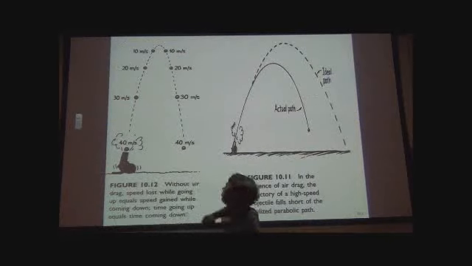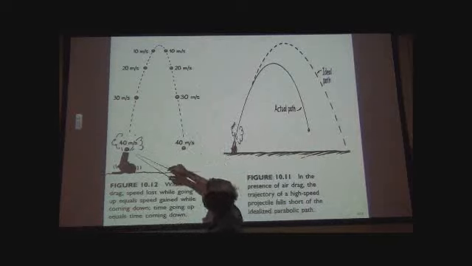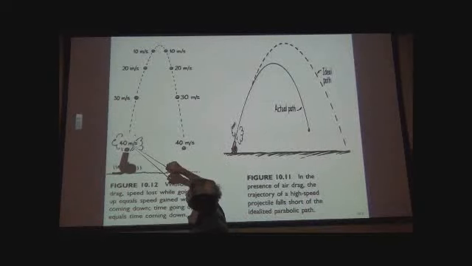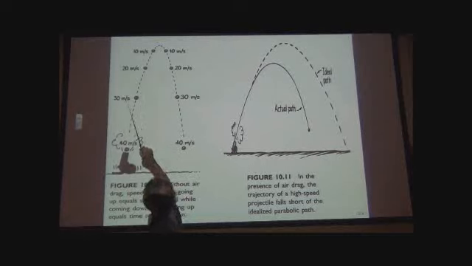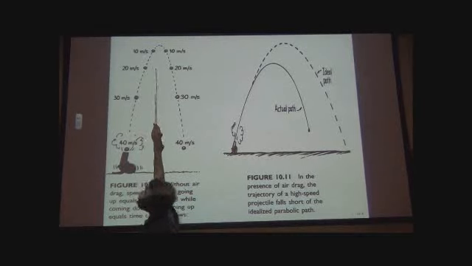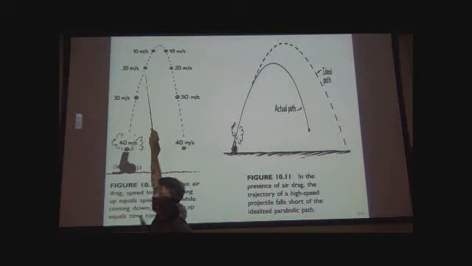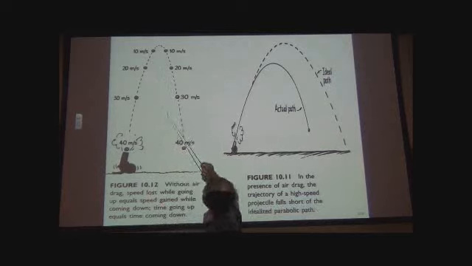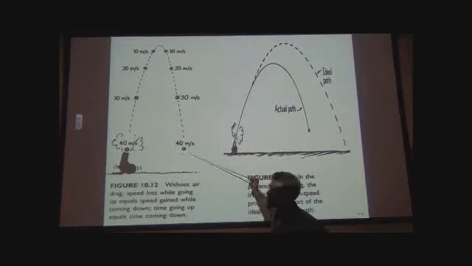So, here's a cannon, firing a cannonball up into the air. As the cannonball leaves the cannon, it's traveling upwards at 40 meters per second. 1 second later, it's traveling upwards at 30 meters per second. 2 seconds later, 20 meters per second, then 10, and at the very top, it's traveling at 0 meters per second, at least in the vertical direction. 1 second later, it's coming down at 10 meters per second, then 20, then 30, then 40 meters per second. Same thing that we'd mentioned before.